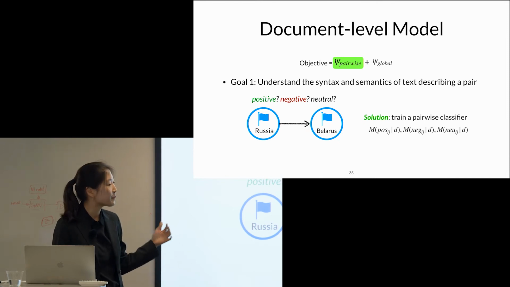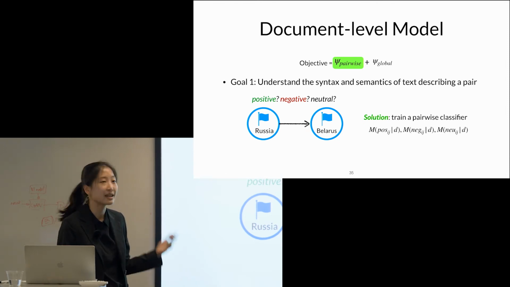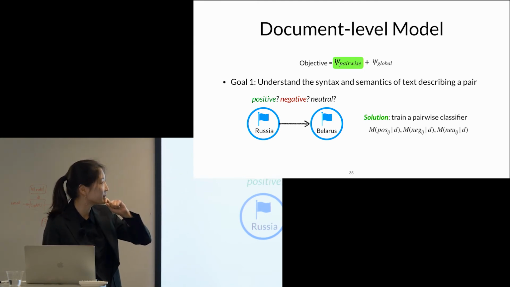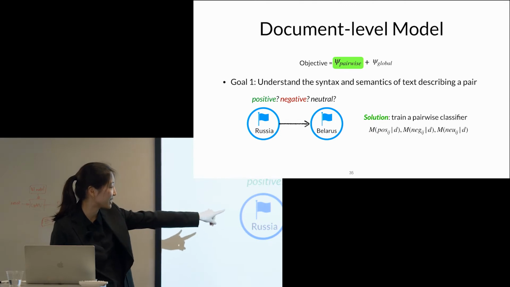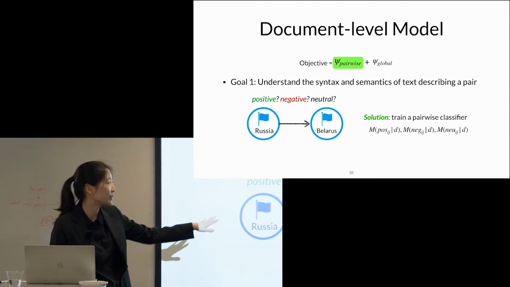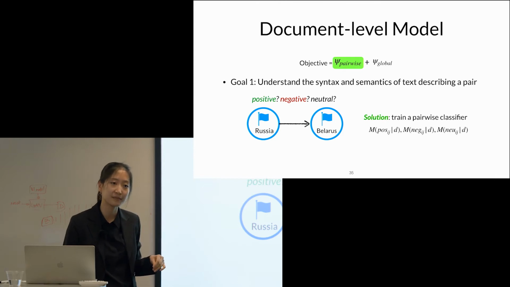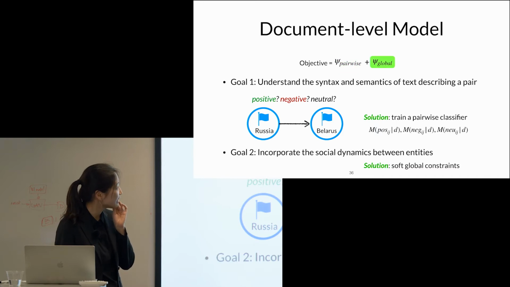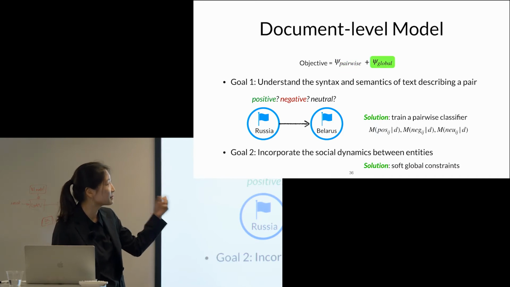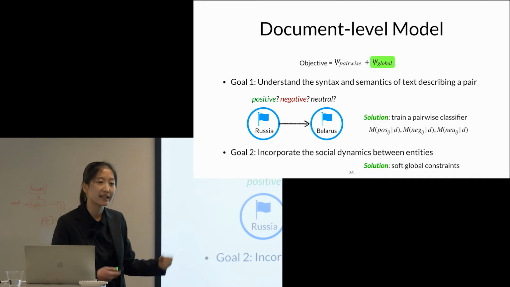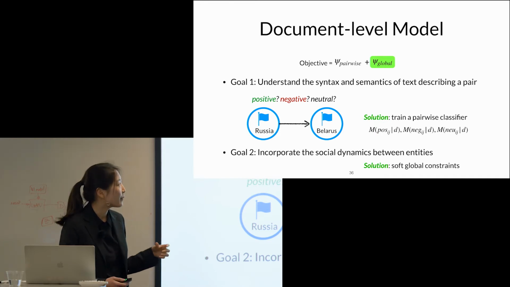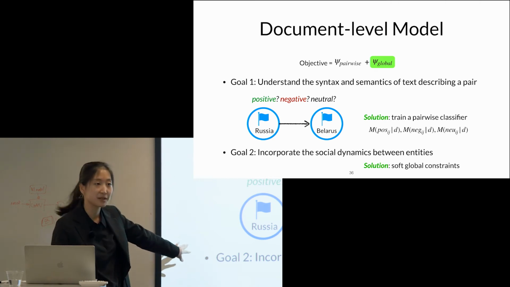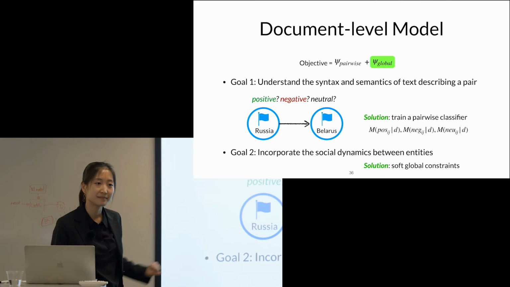And for this particularly challenging task, we are proposing a document level model. So the model now has two parts. The first is a pairwise model, which basically follows the prior work, trying to find the relationship between a pair of entities, whether they are positive or negative or neutral toward each other. You train a classifier with some features. And then the second part of the objective tries to incorporate the dynamics between entities to give more coherent sentiment predictions. So I'm going to talk more about these global constraints in the upcoming few slides.